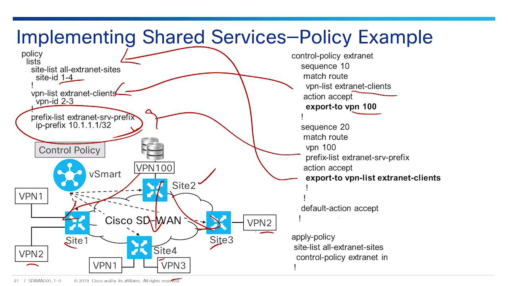However, the actual policy is going to indicate in the first match statement that the extranet client VPNs are exported to VPN 100. And the second match statement is in the reverse direction. So here that match is for VPN 100 and the prefix match. Those prefixes will be exported to the extranet clients. Remember the default action. Without the default action, all other prefixes would also be dropped. Okay? And then we apply the policy to the system.